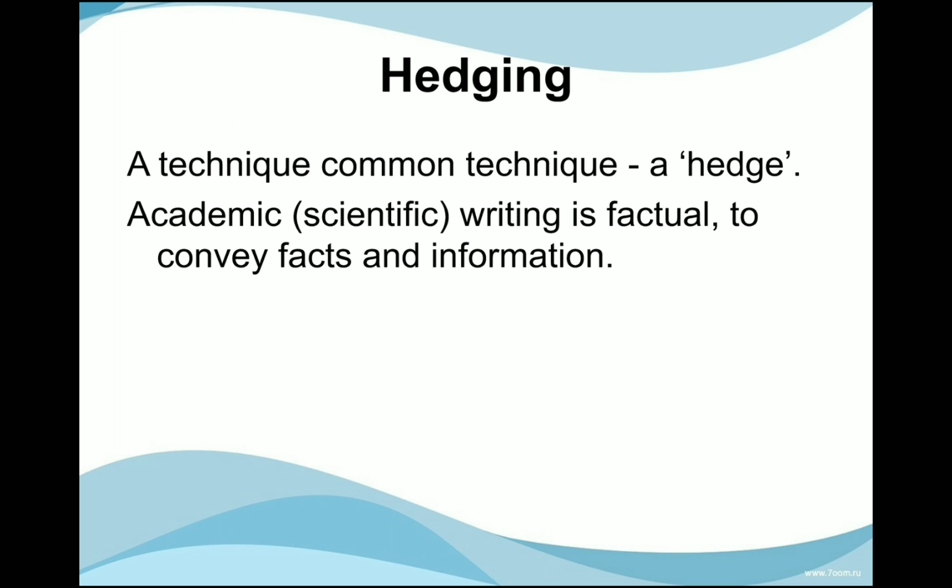It's often believed that academic writing, particularly scientific writing, is factual, simply to convey facts and information. However, it's not always recognized that an important feature of academic writing is the concept of cautious language, often called hedging or vague language. In other words, it's necessary to make decisions about your stance on a particular subject or the strength of the claims you're making. Different subjects prefer to do this in different ways.